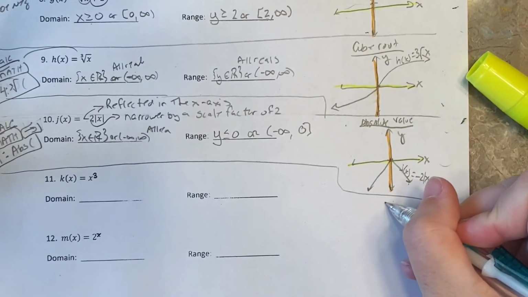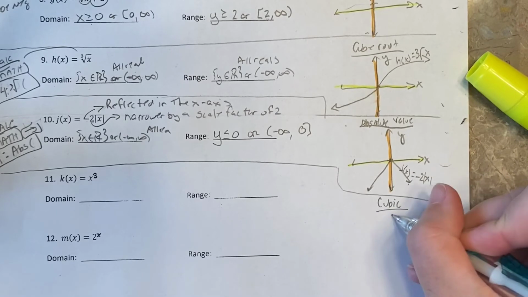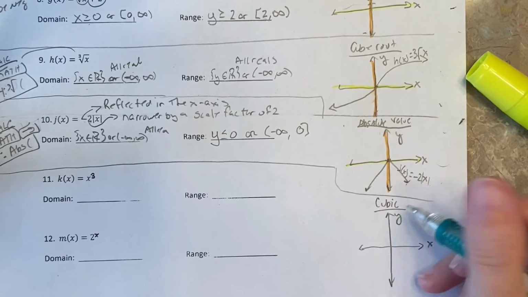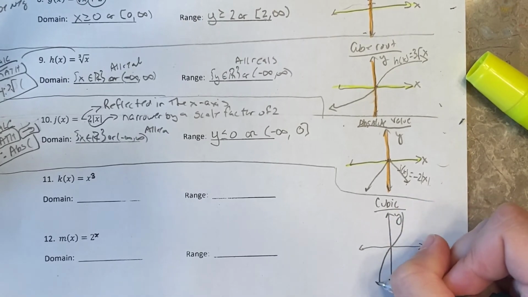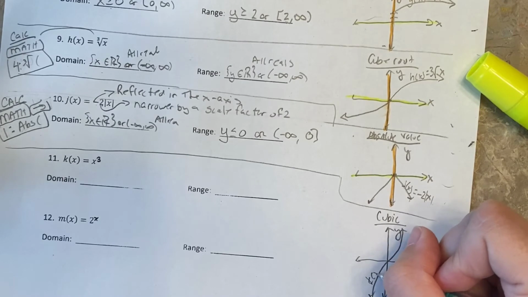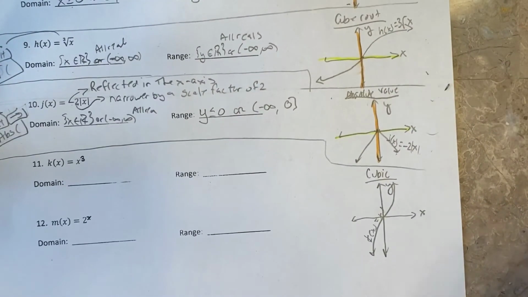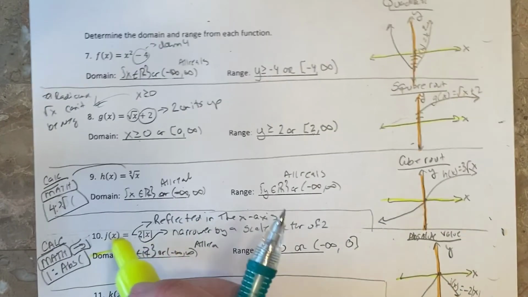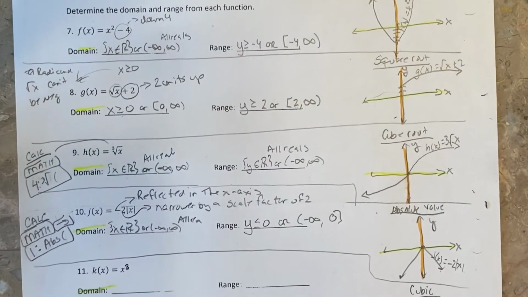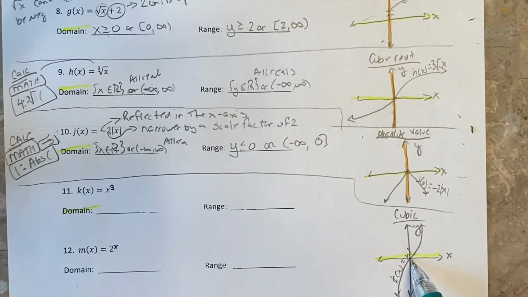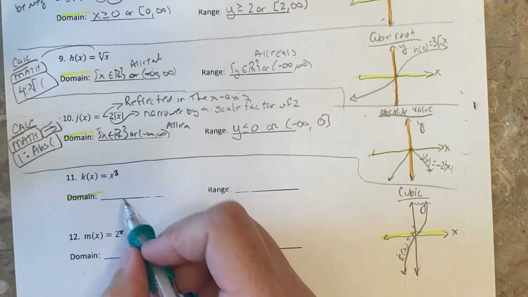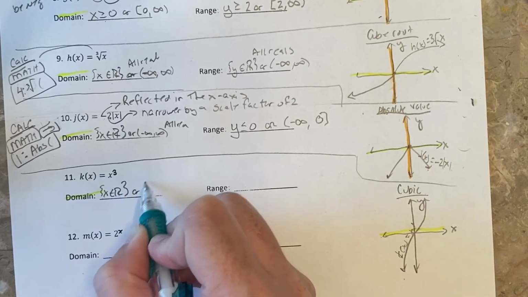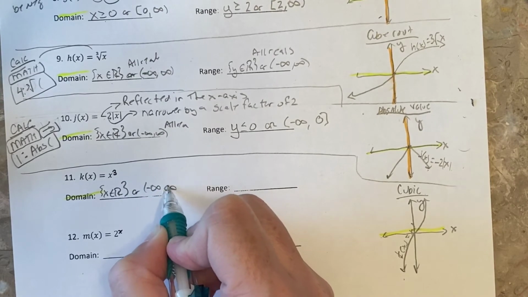So let's draw this. Okay, so this is called a cubic graph, and we have our x, we have our y, and then it's going to look like this. And this is going to be k of x equals x to the third. Okay, left to right, left to right. Let me go back and highlight all of these so you can see that. Okay, so left to right, this is going all the way to the left, all the way to the right. So that's going to be x ∈ ℝ, or negative infinity to positive infinity.